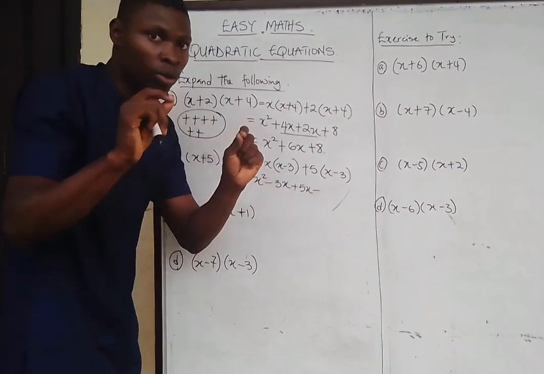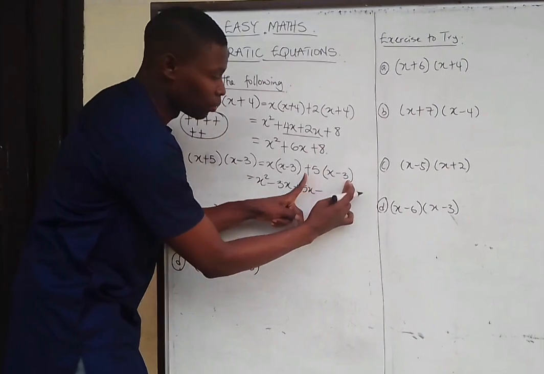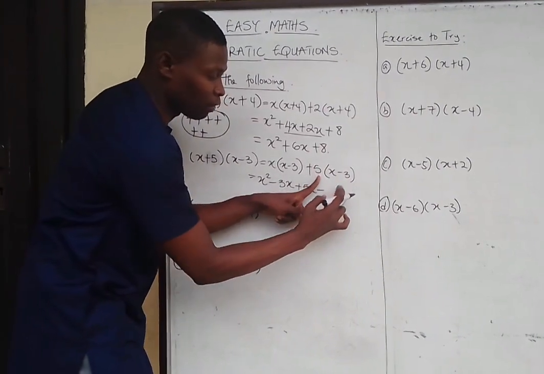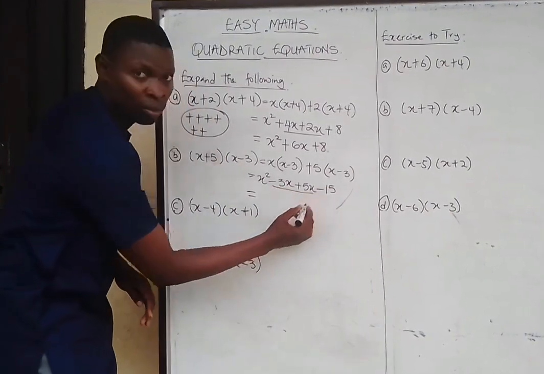Different signs will give us what? Minus. So minus 5 times minus 3, plus and minus, will give us minus. 5 times 3 will end up giving us 15. And in our final answer, don't forget this one now.